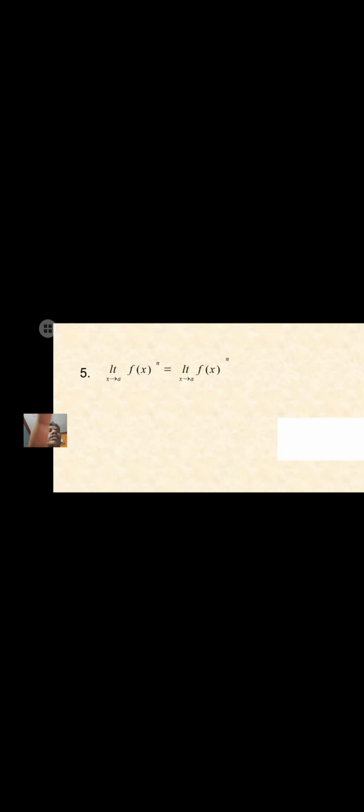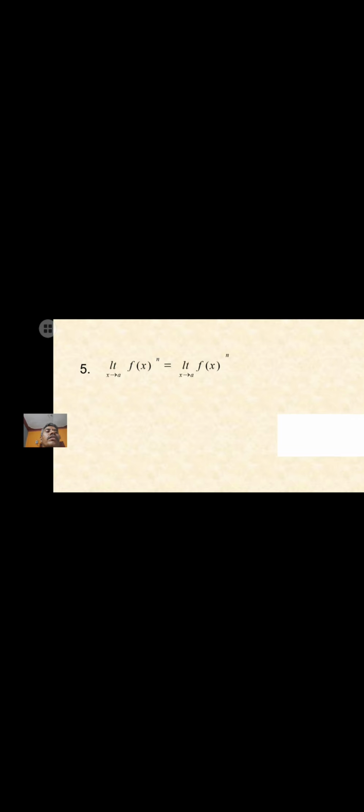Next, fifth property, limit x tends to a of f of x whole power n. So we can use the limit in a bracket, keeping the bracket outside of the limit, and give the whole power n, that is, limit x tends to a of f of x whole power n.